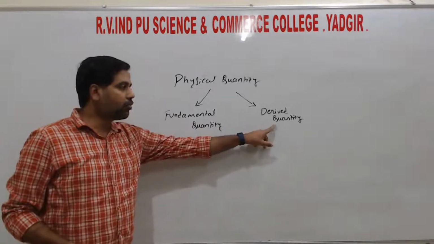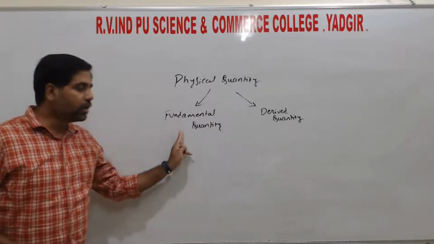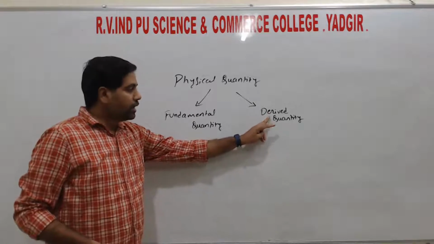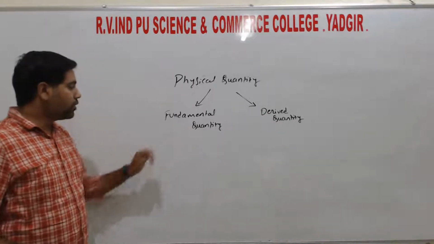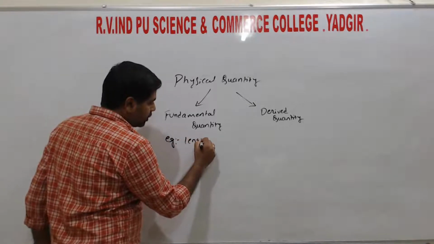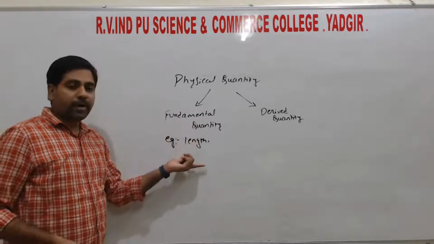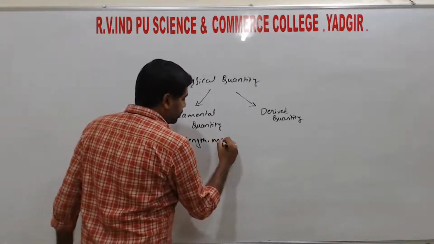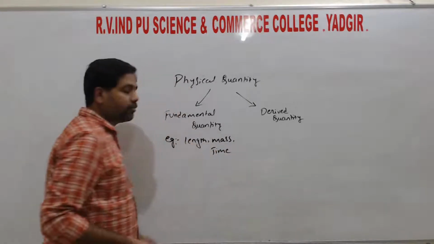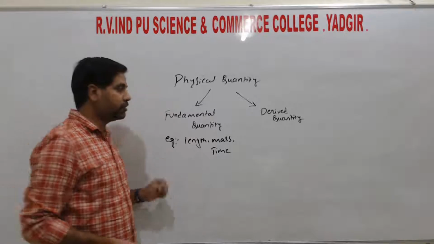Derived quantities are the quantities which are defined by use of the fundamental quantities. Examples of fundamental quantities are length, distance, width. All these are fundamental quantities: length, mass and time. These are a few examples of fundamental quantities.